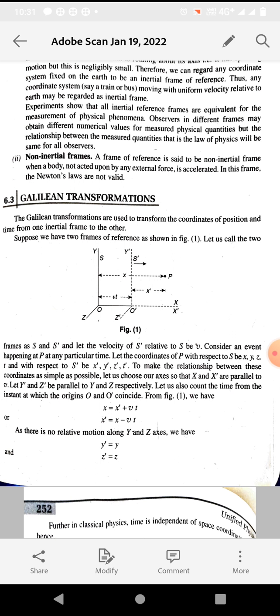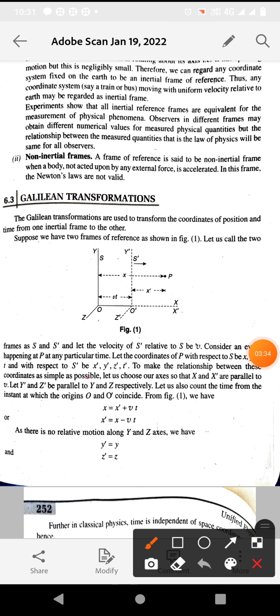So see here, consider frames S and S dash. Let the velocity of S dash with respect to S be v. Consider an event happening at point P at a particular time t. Let the coordinates of P observed in S be x, y, z at time t. The same event observed in S dash has changed coordinates: x dash, y dash, z dash, and t dash. The relation between S and S dash gives these equations.